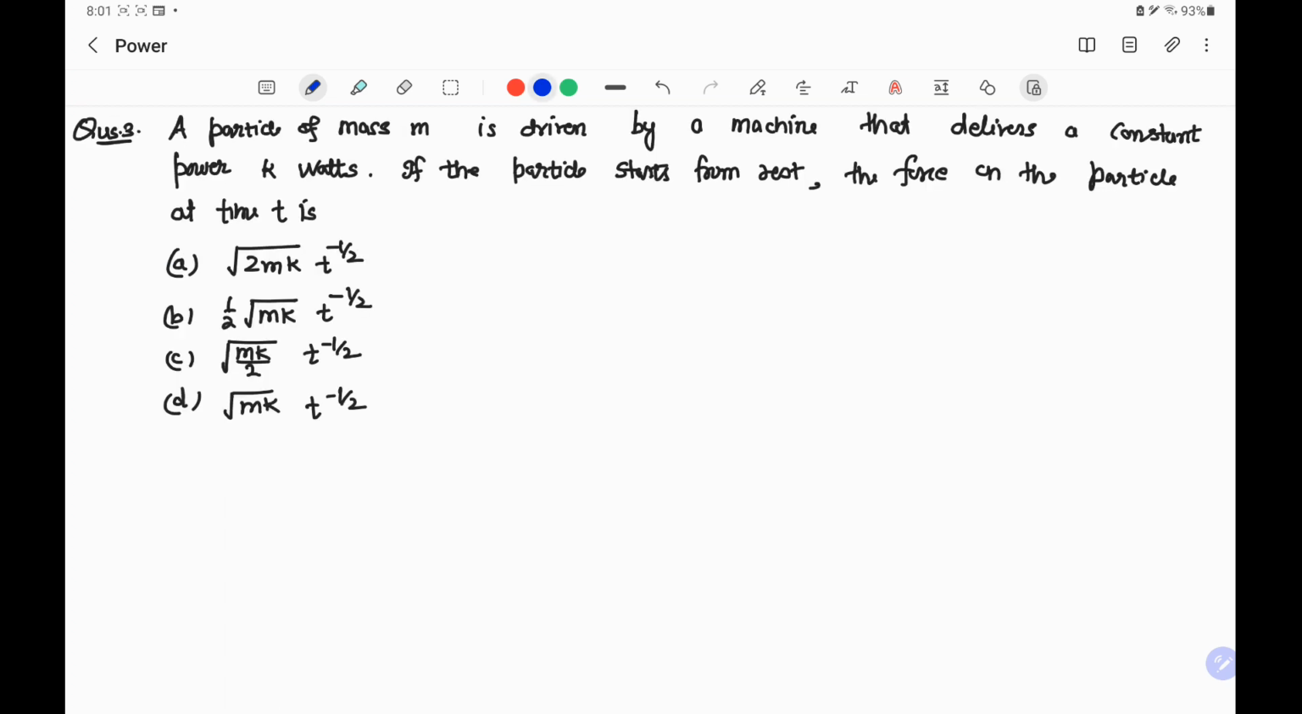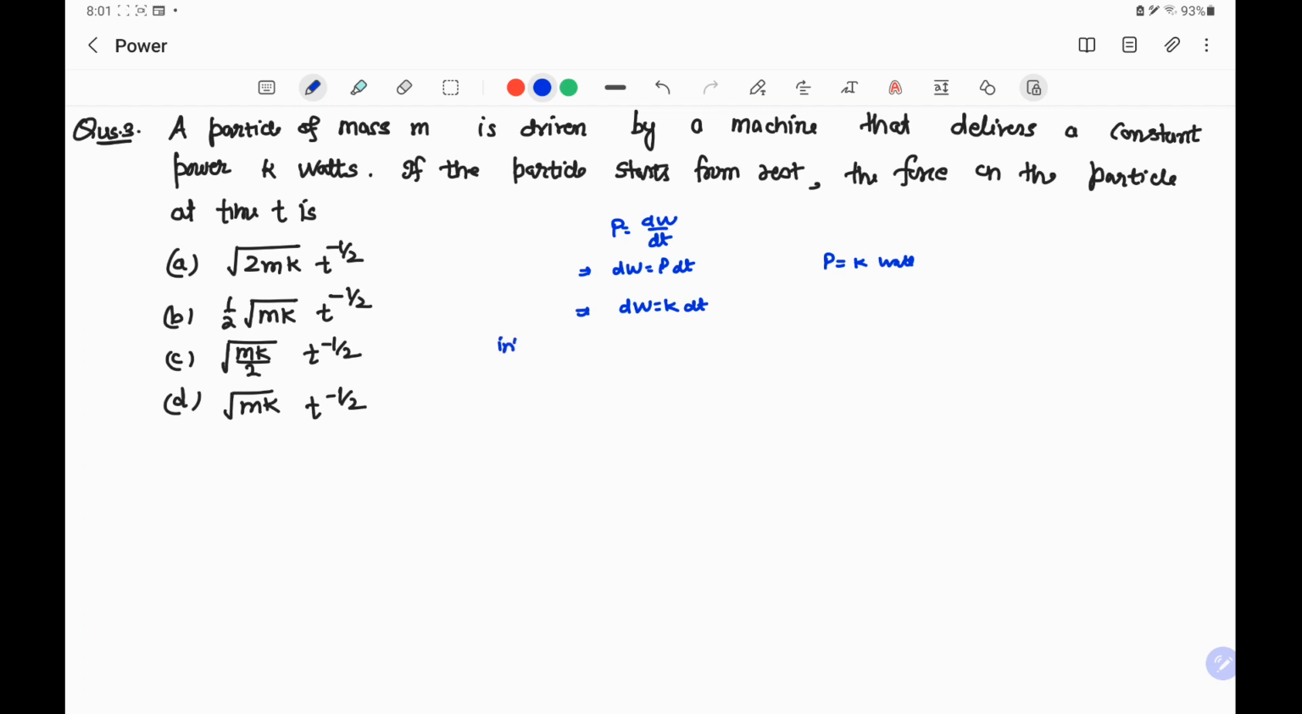Third question is, a particle of mass m is driven by a machine that delivers a constant power k watt. If the particle starts from the rest, the force on the particle at time t is. Because we know that power is the rate of work done, this is P equal to dW by dt. So this can be written as dW is equal to P into dt. It is given that power is constant, which is equal to k watt.